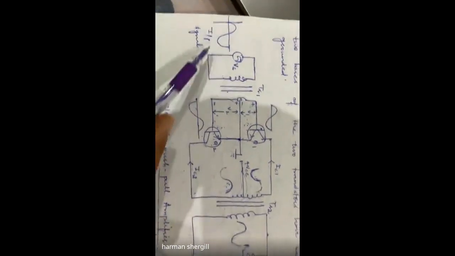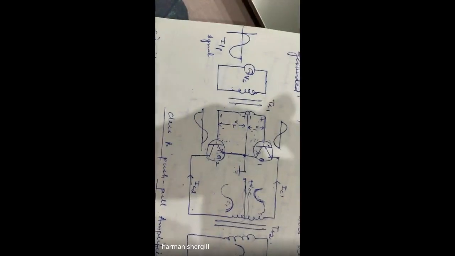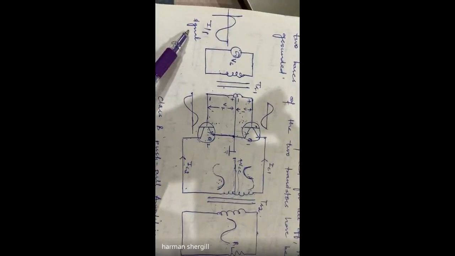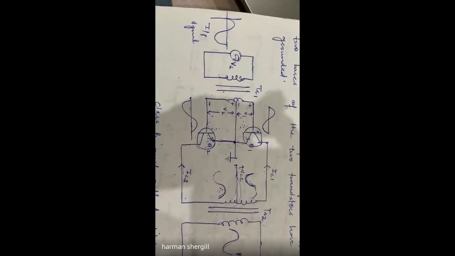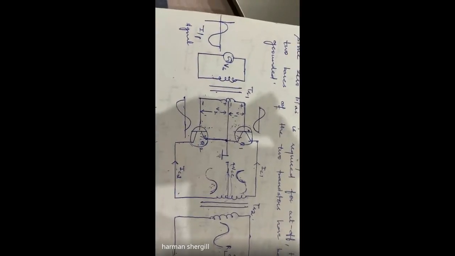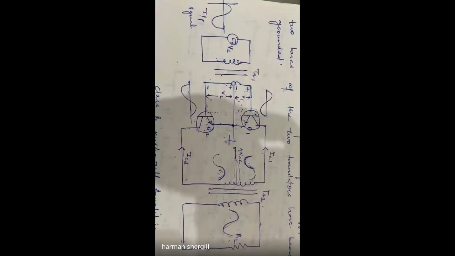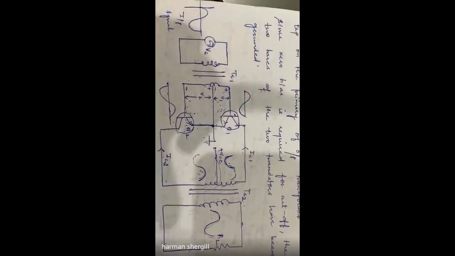And when no signal is present, both the transistors remain off. Sorry, when no input is applied, then both the transistors remain off and no current is drawn from the DC supply. So उस केस में आपका कोई dissipation नहीं होगी. In that case, there is no dissipation of power with zero signal. So this is the working and circuit arrangement of class B push-pull amplifier.